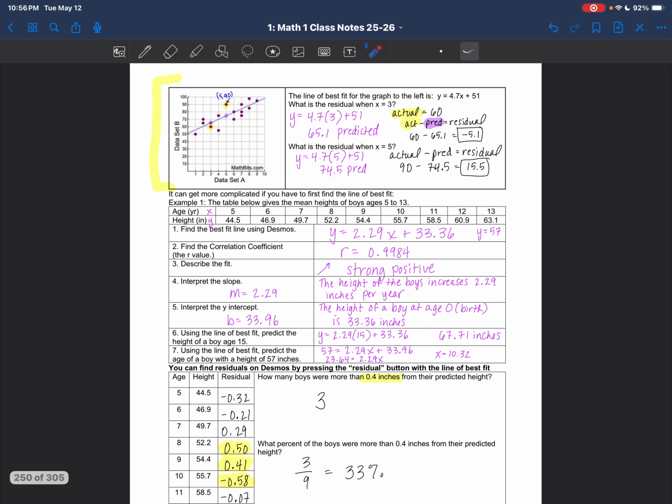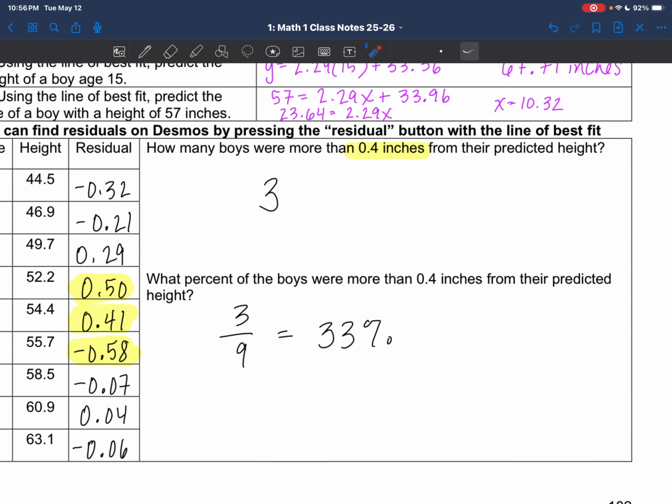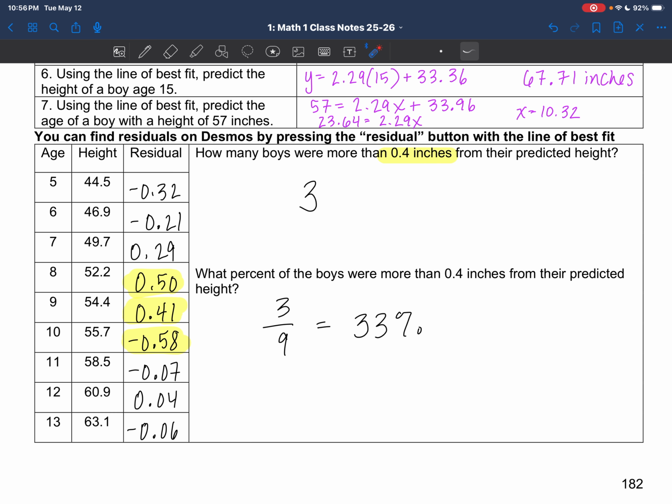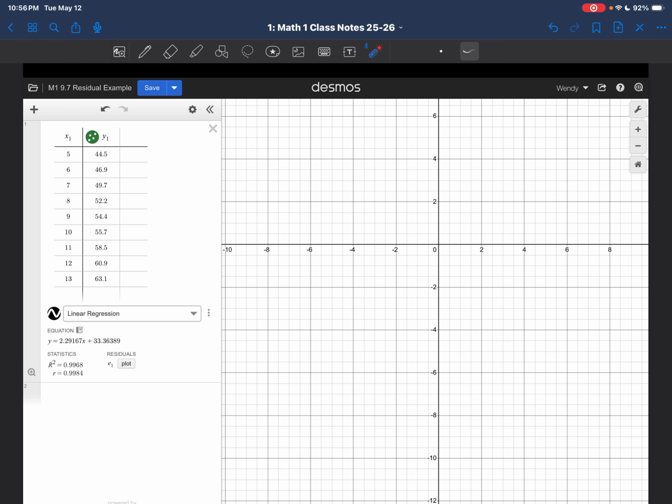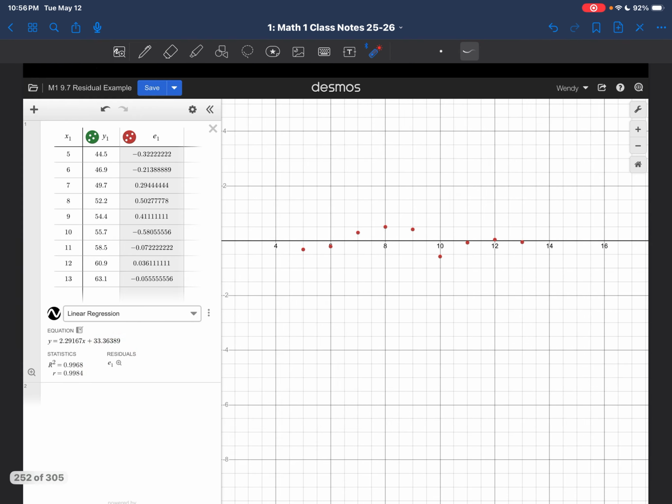All right, so now for the next one. Now this is something new. We can find the residuals on Desmos by pressing the residual button with the line of best fit. So these are the same points from before, but now what we're going to do is you're going to look down at this part where it says residuals, and you're going to click plot.